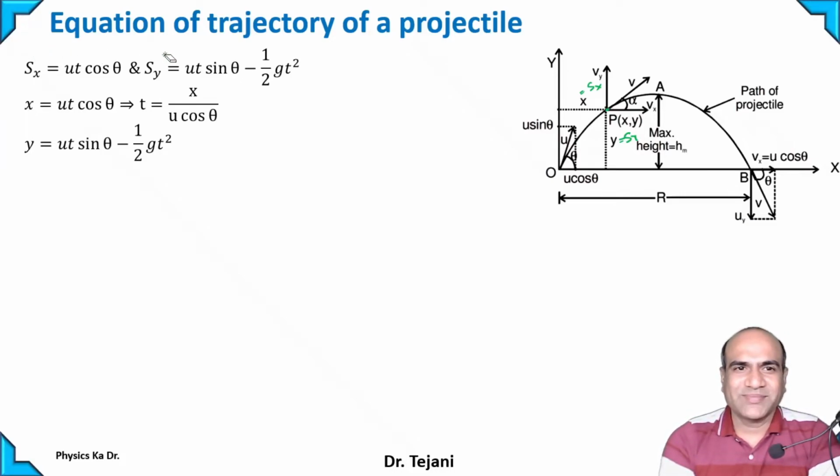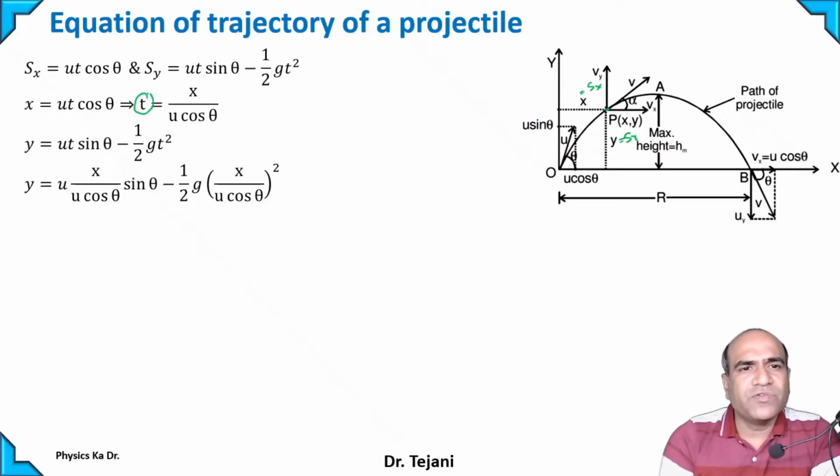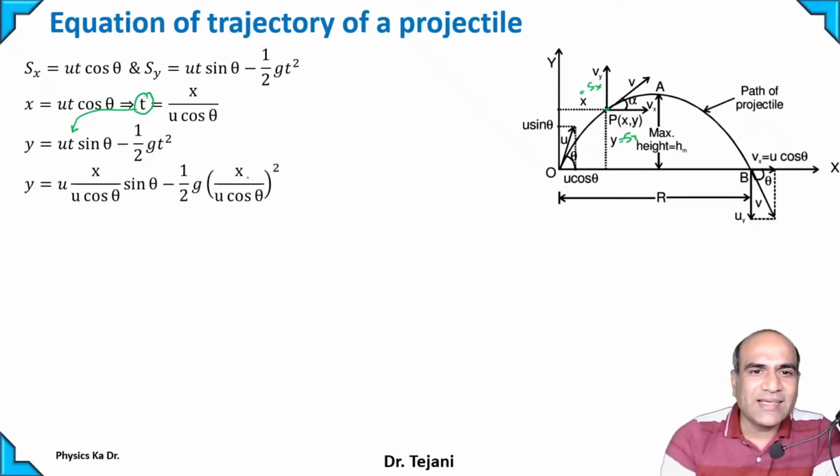Great. Then what next? Put the value of t. Yes, we already have t. Put the value of t here. So u times x by u cos theta, sin theta, minus 1/2 g times x divided by u cos theta, because this was t, so we are putting values here for t square.